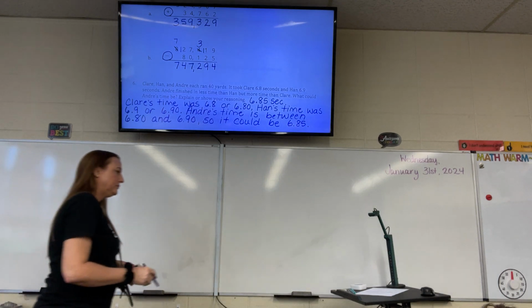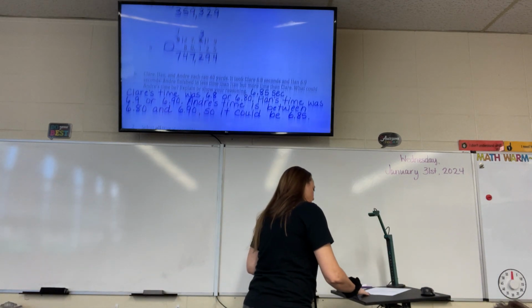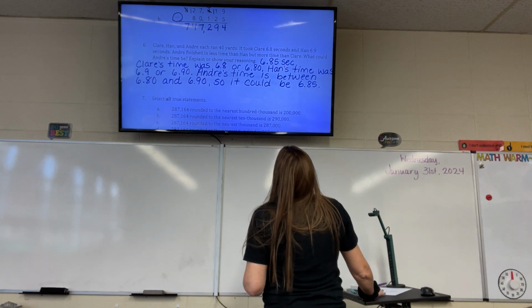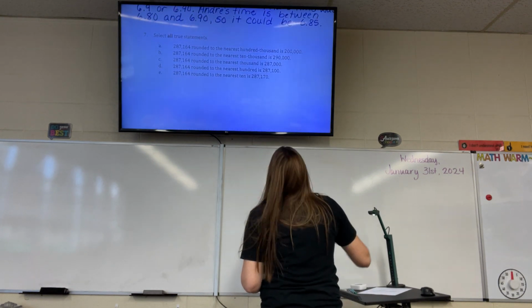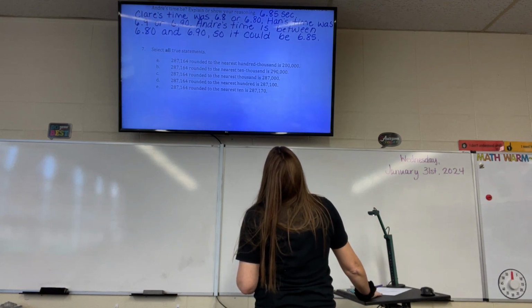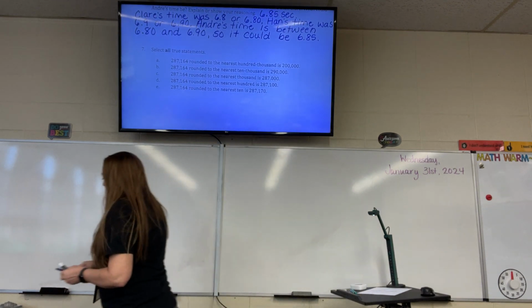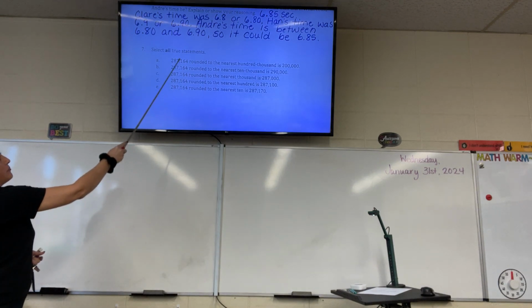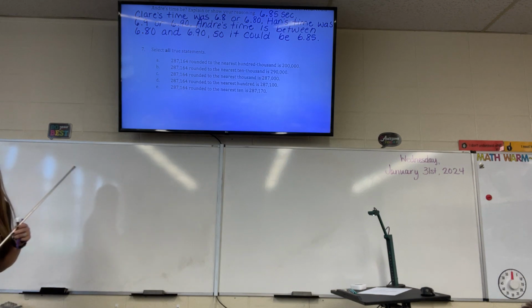Okay, last question on this page. It says select all the true statements. Notice that all five of these numbers are the same. Can you see that?